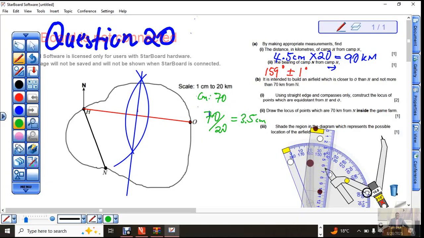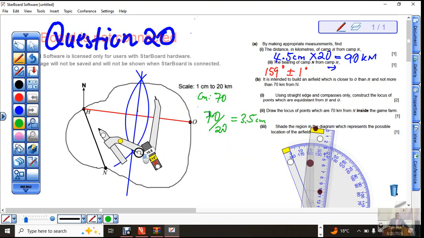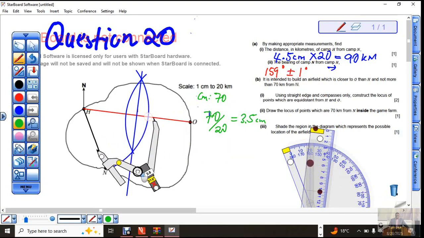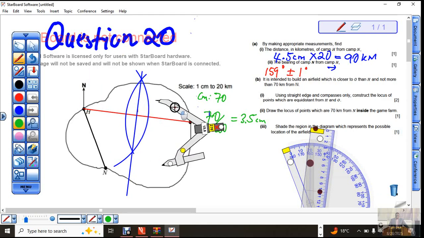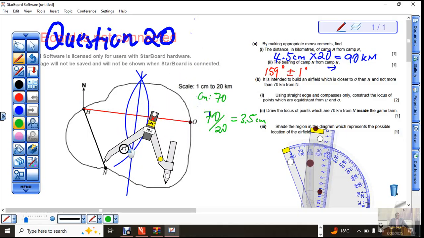So you're now going to take your compass and open a radius of 3.5 centimeters. Again, as I said, I'm just eyeballing it for the sake of this. So let's say that is going to be 3.5 centimeters.